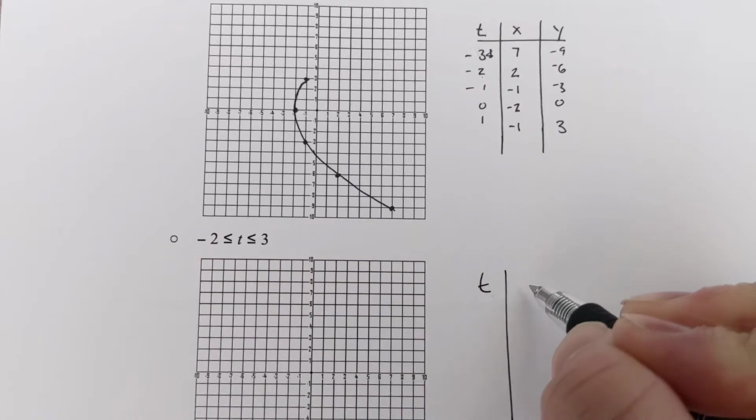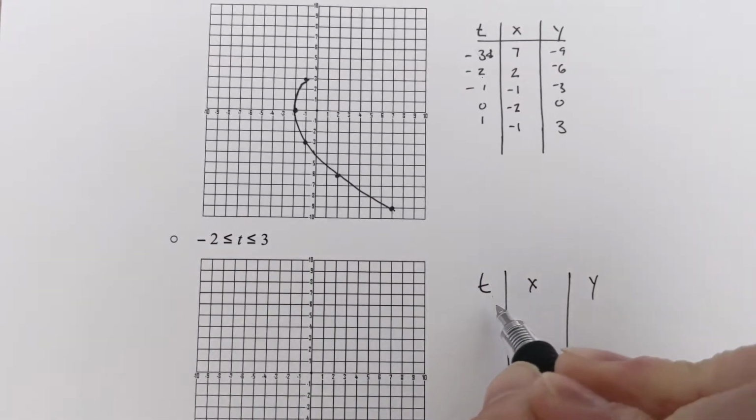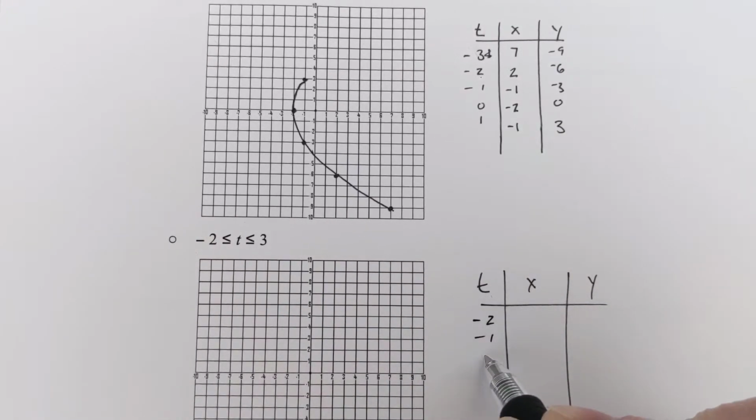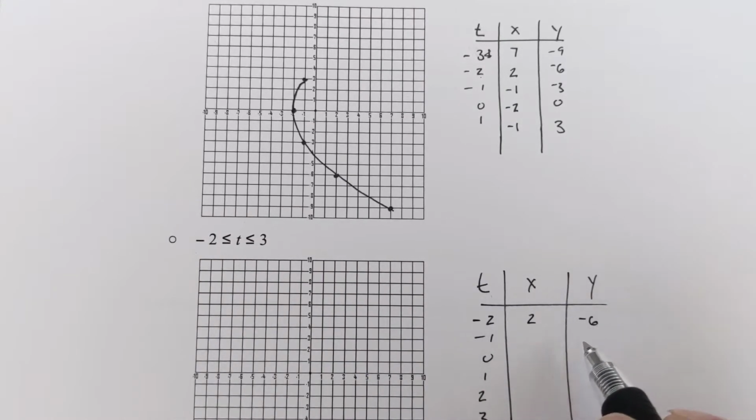So t, x, y. So t is -2, -1, 0, 1, 2, 3. Some of these repeat, like this one. It's the same equation, so I can just copy the values down. -1 is at -1, -3. 0 is -2, 0. 1 is -1, 3. So if t is 2, 2 squared is 4, minus 2 is 2. This is going to be 6. And when t is 3, x is going to be 7, and y is going to be 9.